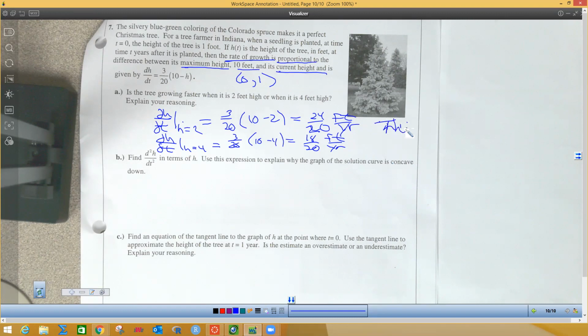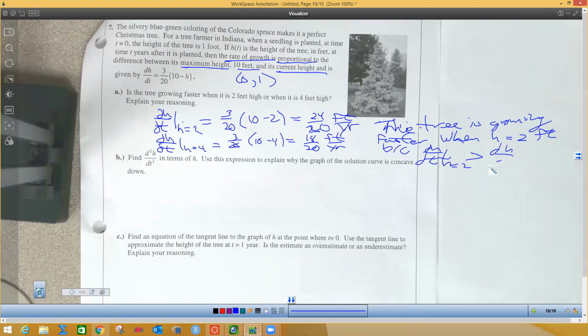So the tree is growing faster at h equals 2 feet because dH dt when h equals 2 is greater than dH dt when h equals 4. There you go. First part.